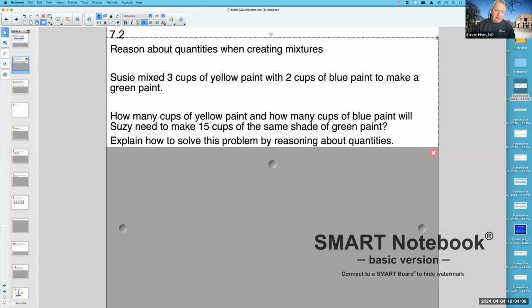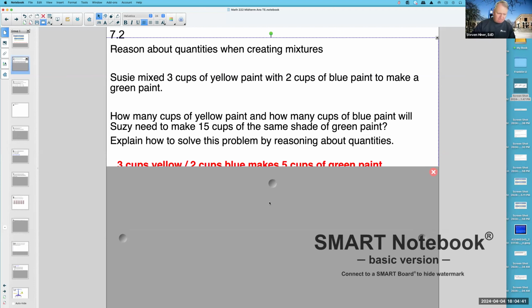Susie mixed 3 cups of yellow paint with 2 cups of blue paint to make a green paint. How many cups of yellow paint and how many cups of blue paint will Susie need to make 15 cups of green? So the total is going to be 15. Right off the bat, I'm given the total. I need to figure out yellow and blue. And it says, explain how to solve by reasoning about quantities. So in other words, again, we're not writing huge math equations and formulas, but here's where I'm going to start.